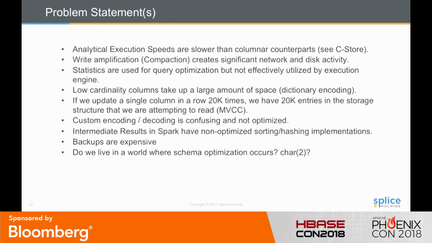If we update a single column or row 20,000 times, we now have a redo structure that we put in place, so you just still have your one active record. Custom encoding, decoding, gone. Everything is standardized: Spark, Tungsten, and then when you're encoding, it's a version of ORC. So you know what your data looks like in the bytes. Intermediate results now are no longer doing a bunch of comparators and creating a bunch of objects. It's all direct byte manipulation. Backups are expensive. Cut that into about a quarter of the size now.